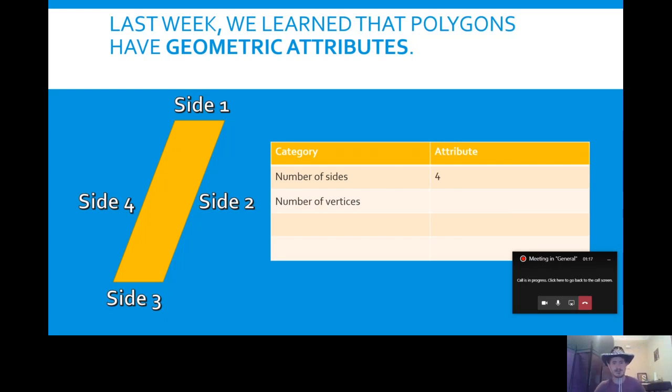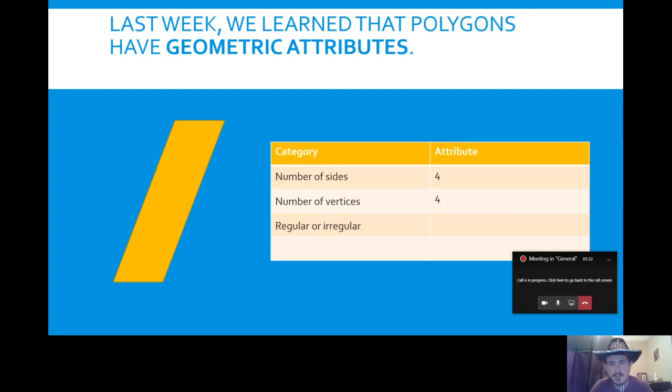Would you be able to talk about the number of vertices this shape has? How many vertices does this shape have? It has 4 again. Would you be able to talk about whether the shape is regular or irregular? Remember last week we learned that a polygon can be regular if all of its sides are the same length and all of the vertices are the same. So let's look and see if this shape is regular.